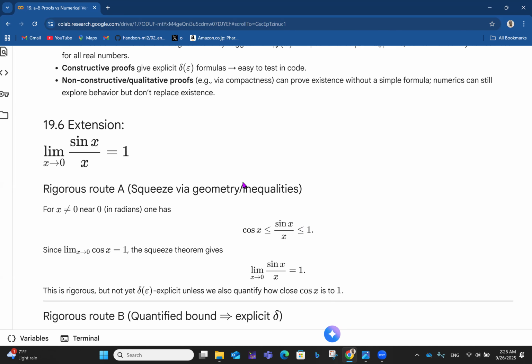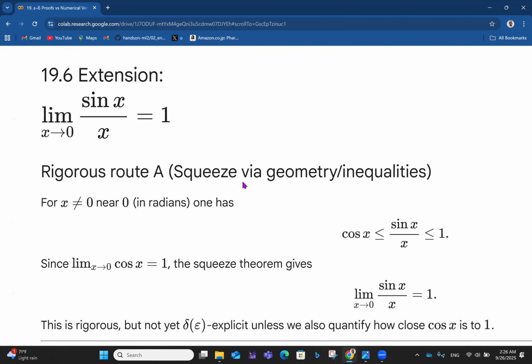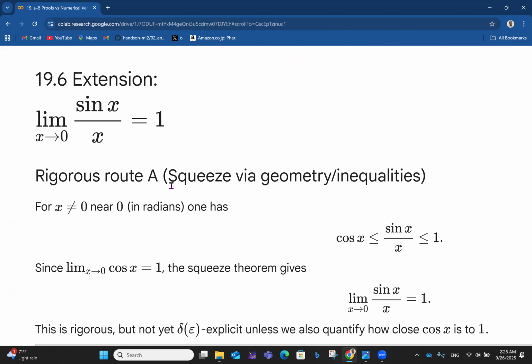Then we come to 19.6, where we look at an extension, a more serious expression, like the limit as x approaches 0 of sine x over x equals 1. So how do we establish this using delta epsilon? Of course, we know this is actually correct. Normally, if you substitute 0 directly, you have sine 0 over 0, and because of the 0 under here, it should be undefined. But then we have other ways of doing it.